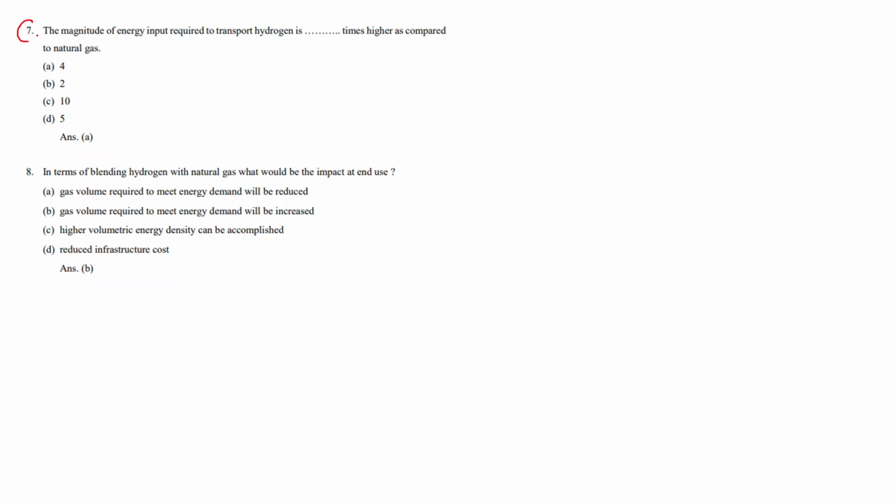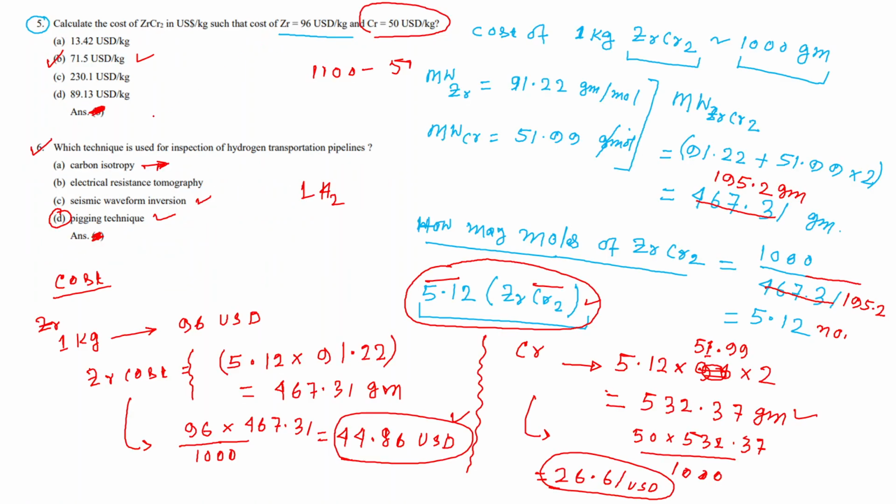Question number 7. The magnitude of energy input required to transport. What is the answer to that question? Option D. This is the pigging technique, but you can Google search for more details.